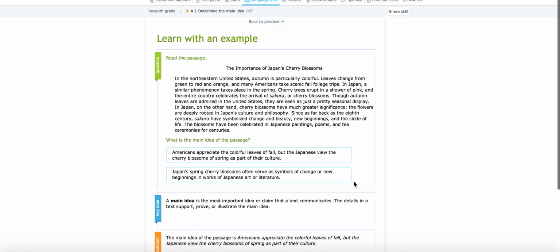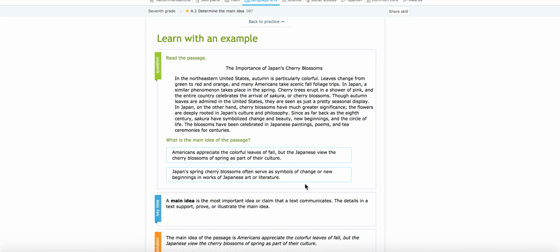So I'm thinking to myself, looking at my key idea, what's the most important idea they're trying to communicate? I'm going to read the two options. Americans appreciate the colorful leaves of fall, but the Japanese view the cherry blossoms of spring as part of their culture. Okay, this one compares and contrasts how people in America and people in Japan feel about blossoms on a tree or leaves on a tree. That could be it. The details support that main idea.